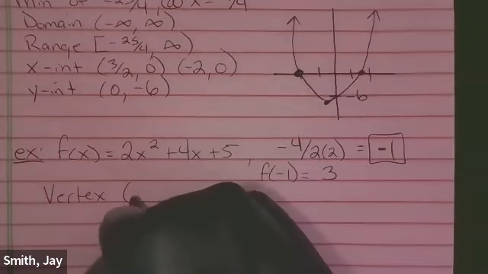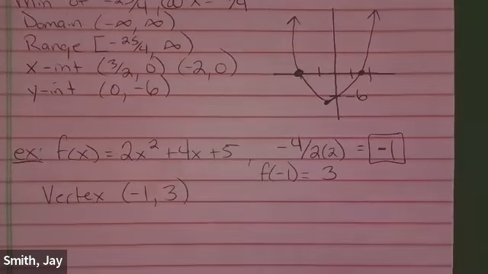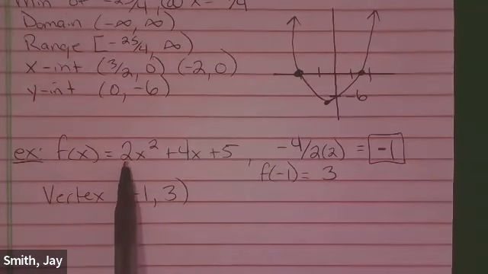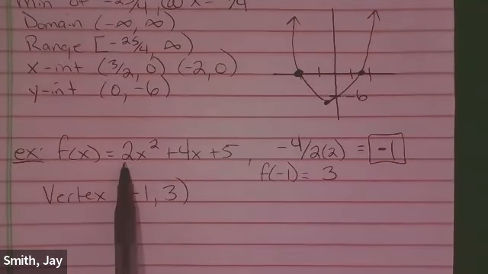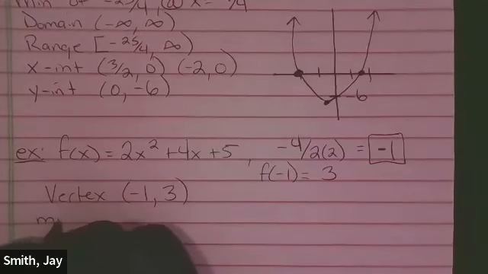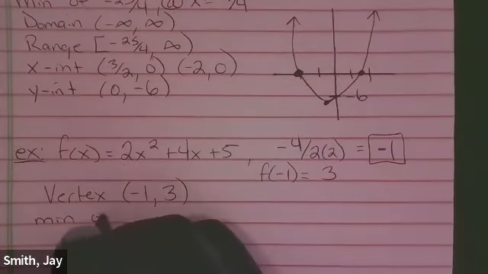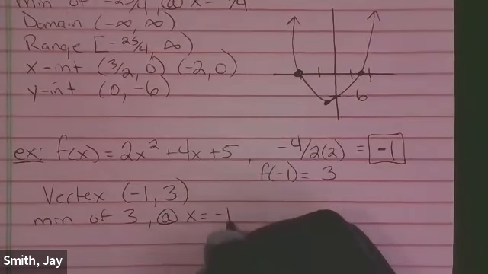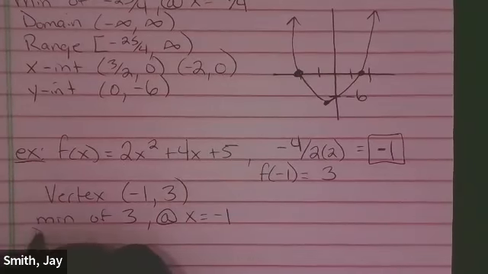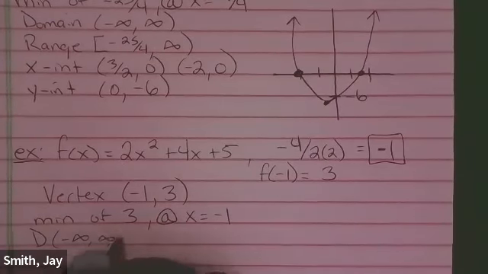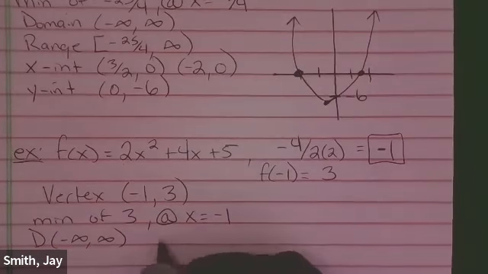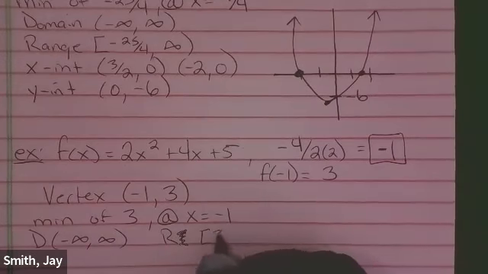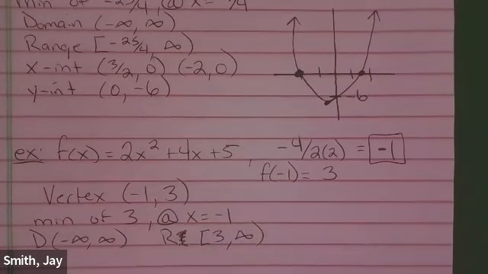And so our vertex is the ordered pair -1, 3. My a is positive, so we know that the parabola opens up, and we're going to have a minimum value of 3. This occurs at x equals -1. Domain is -infinity to infinity. The range, bracket 3 to infinity, because it opens up and it goes up all the way to infinity.